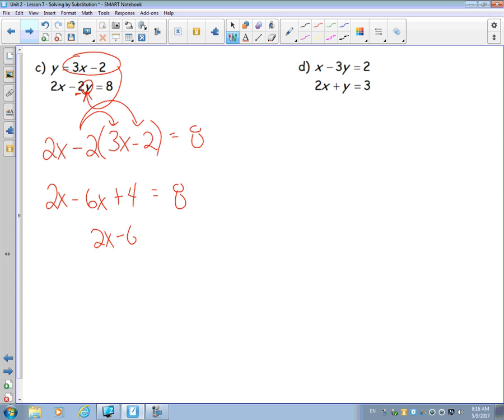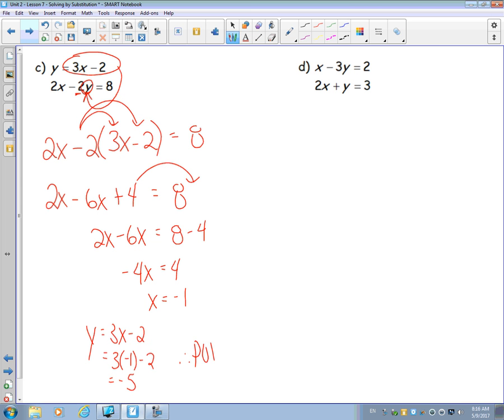I want to put letters on one side, numbers on the other. So I'm going to bring the 4 to this side, subtract it. So I'll get negative 4x is 4. Divide it out, I get x is negative 1. Once I know x, I'm going to go back and get y. y is equal to 3x minus 2. So we know x. x is negative 1. And if I put that in my calculator, I get negative 5. So my POI is negative 1, negative 5.